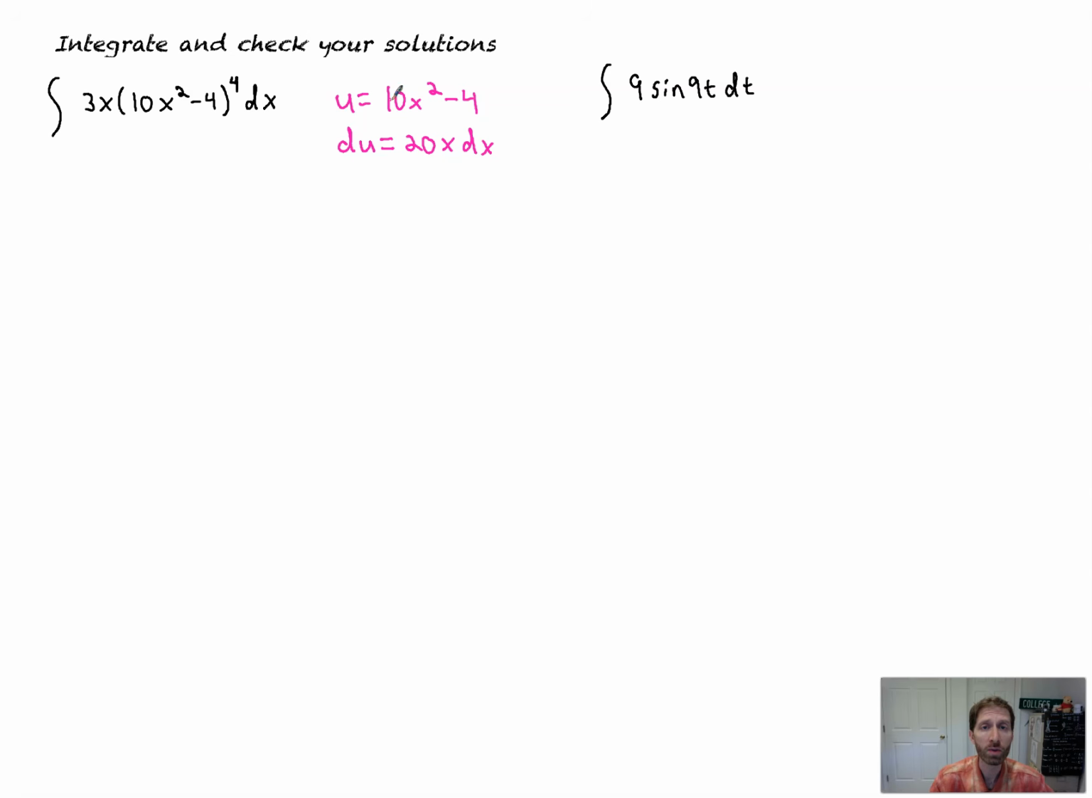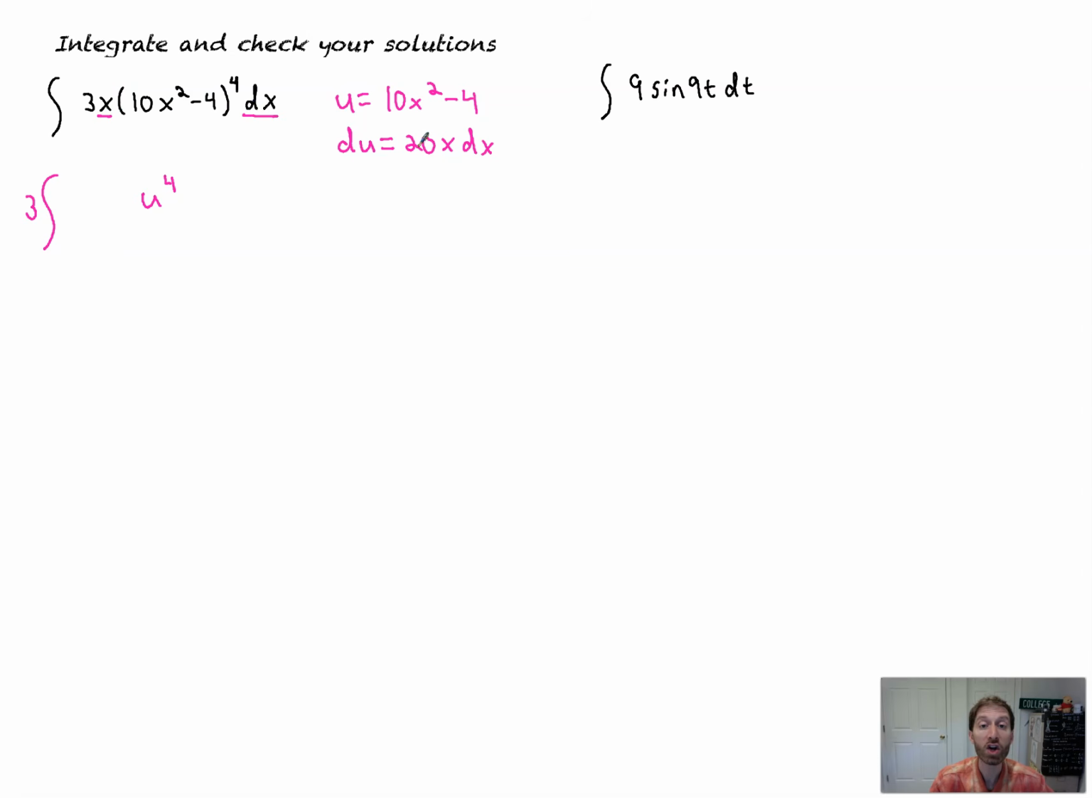Now, u equals 10x squared minus 4, so that's going to be u to the fourth. Now, this one's interesting. du equals 20x. I don't have a 20x in here. I have an x, right? And I've got this 3, by the way, which I'm going to pull out of here. You've got an x dx.